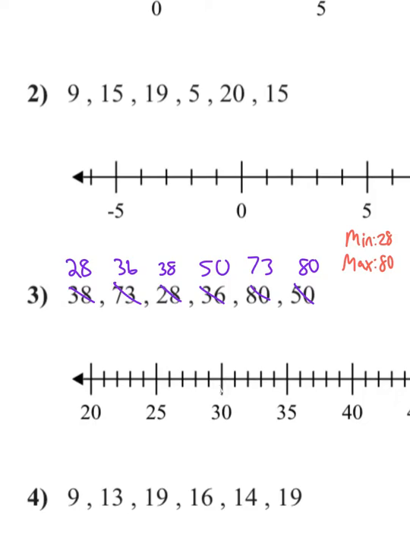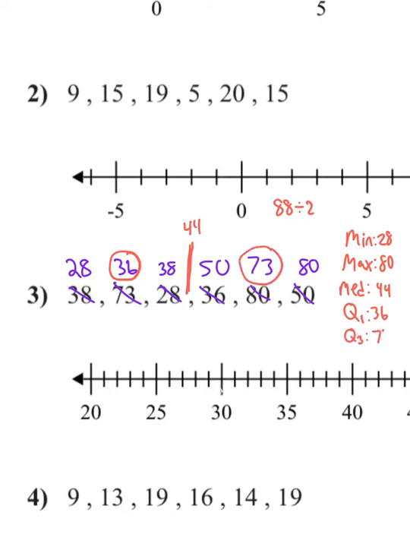The median has got to be in between here. So remember, to find the middle of 2 numbers, you can add them up, and 38 plus 50 is 88, and divide by 2. And 88 divided by 2 is 44. So your median is 44. Now Q1 is the middle of the lower half, so it's 36. And Q3 is the middle of the upper half, so it's 73.